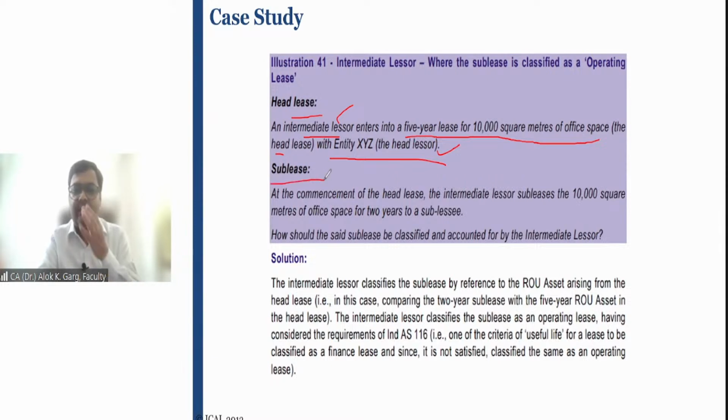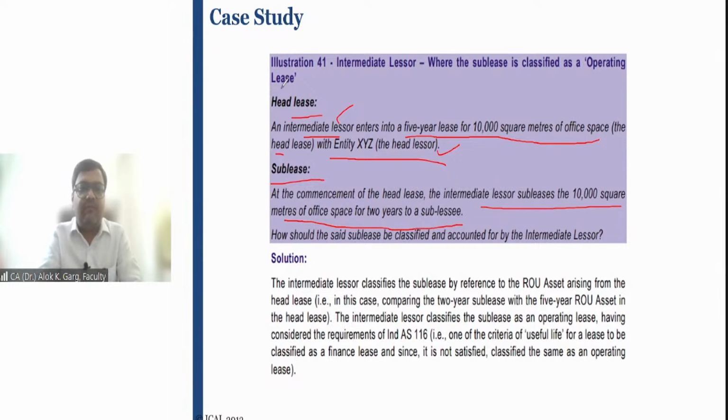Then there is a sublease contract at the commencement of the head lease, meaning whenever this intermediate lessor enters into a contract with the main lessor, he also enters into a contract with the ultimate lessee in the sublease contract. The intermediate lessor subleases the 10,000 square meters of office space for 2 years to a sublessee.